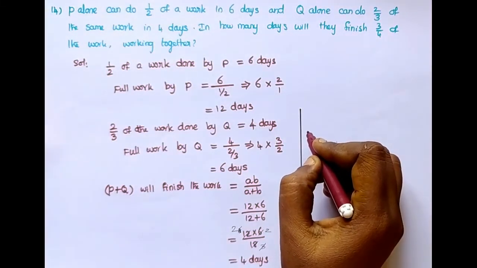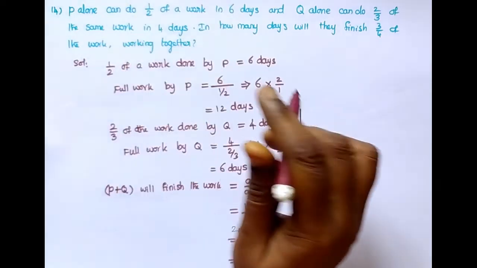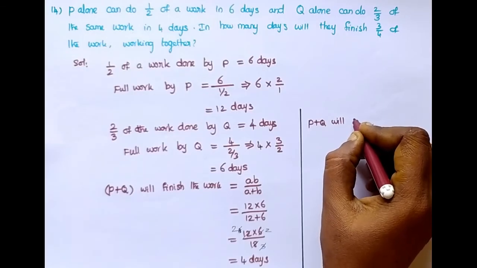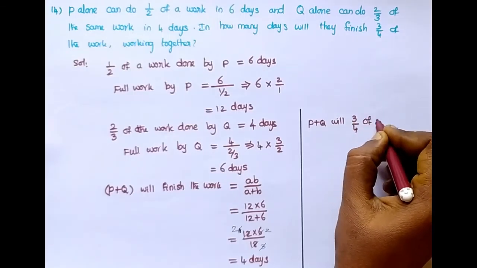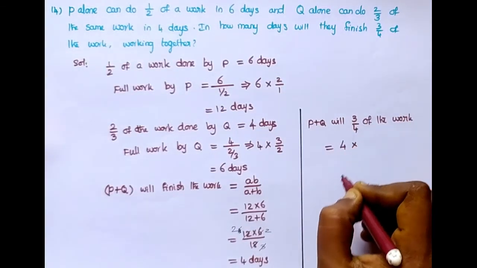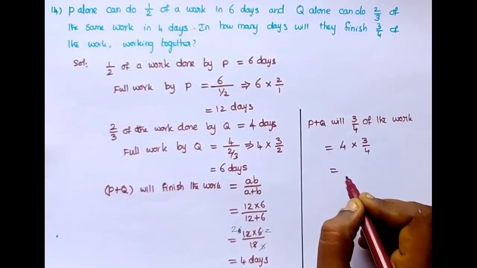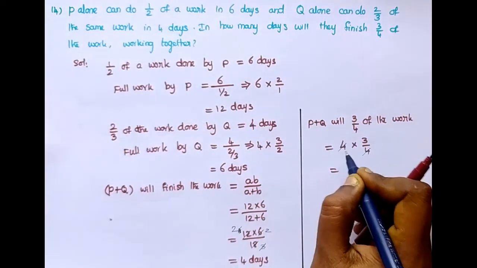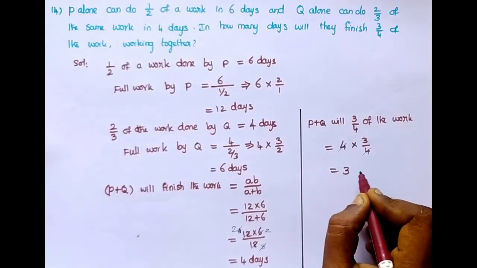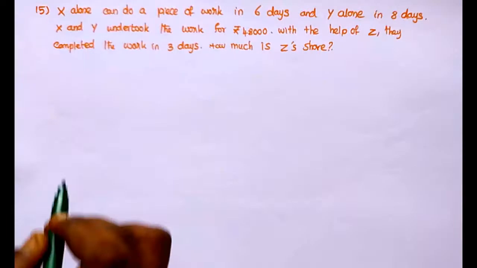Now what do we have to find out? How many days will they finish 3/4 of the work? So P plus Q will finish the full work in 4 days. 3/4 means 4 into 3/4, the 4 and 4 cancelled. 3 days. That is the answer.